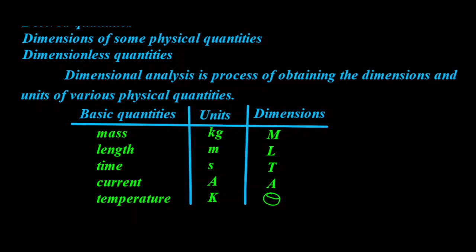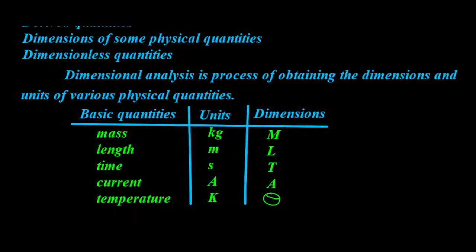The first one is mass, unit of kilogram, dimension is capital letter M. Length is meter, the unit is meter, and the dimension is capital letter L. Time is seconds, dimension of capital letter T. Current is ampere, dimension is capital letter A. Then temperature is measured in Kelvin, and the dimension is theta. Like I've said in the previous video, there are 7 basic quantities, but the frequently used quantities in physics are just 5, and that is what you can see on the screen.